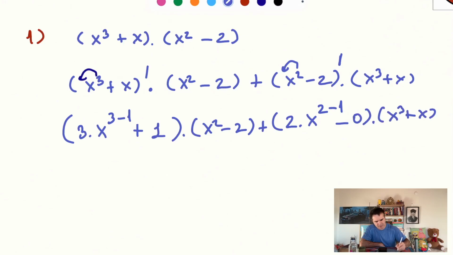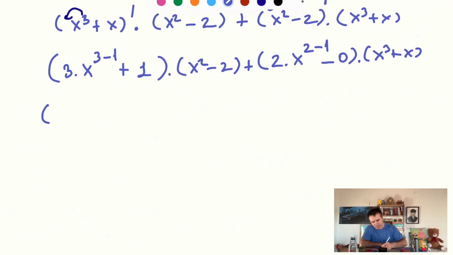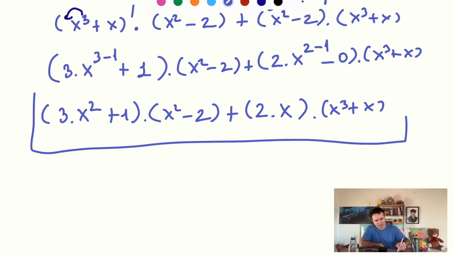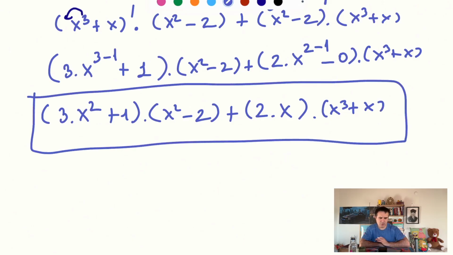3 times x squared plus 1 times x squared minus 2, plus 2 times x to the power of 1, and we don't need to write the power here, minus 0 times x cubed plus x, and this is the answer of the first derivative.